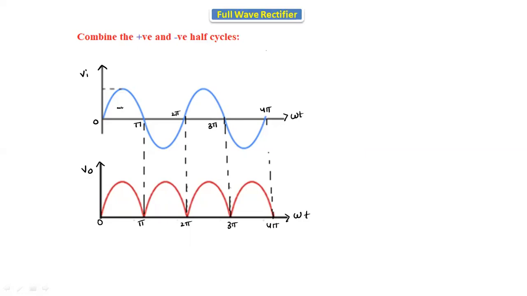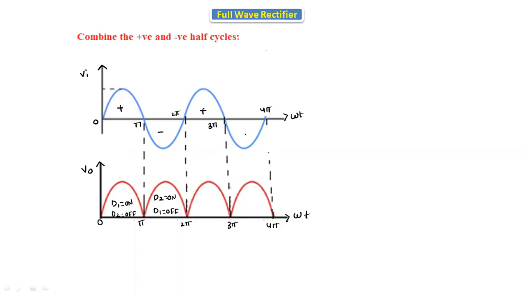For the positive half cycle, we got V0 is equal to Vi. That's why in the positive half cycle, diode D1 is in on condition, but diode D2 is in off condition. In the negative half cycle, the output is exactly equal to the input, but in opposite direction, V0 is equal to minus Vi. That's why here D2 is on in the negative half cycle, but D1 is off.